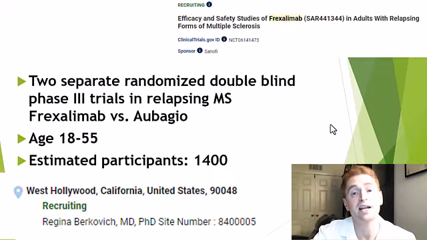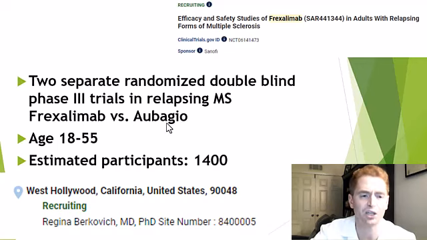One is this study in relapsing MS. This is actually two simultaneous identical studies, and there's one shared protocol, and it's a comparison of Frexalimab against Aubagio, a lower efficacy pill for multiple sclerosis. In my personal opinion, for Frexalimab to be clinically useful in relapsing MS, it really has to beat Aubagio. It can't just be safe. It has to be more effective than Aubagio. They're looking for people aged 18 to 55, looking for 1,400 participants total between the two phase 3 trials.